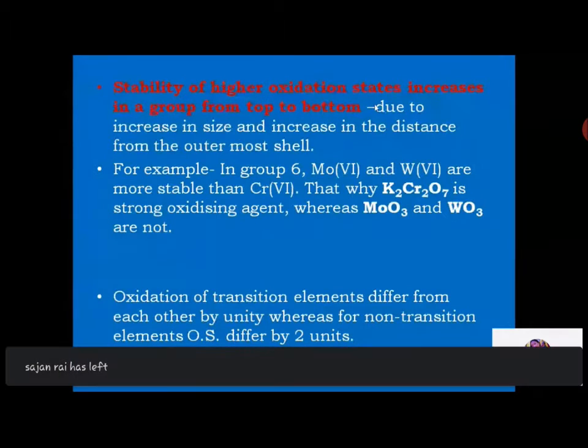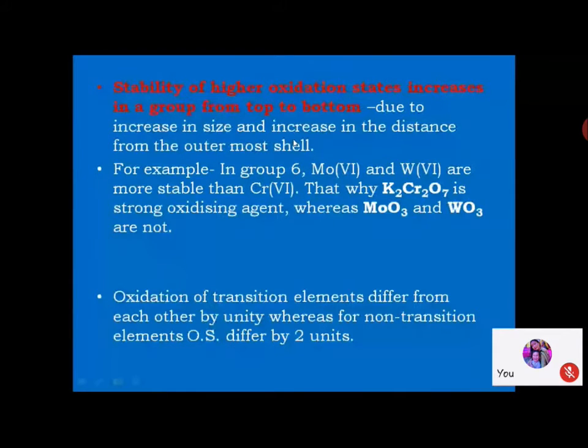And what is the reason? Because of the increase in distance from the outermost shell. For example, molybdenum 4, 6 and tungsten 6 are more stable than chromium. So chromium is at the top, then molybdenum, tungsten. Moving down the group, the higher oxidation state, that is +6, becomes stable. Chromium at the top is less stable.